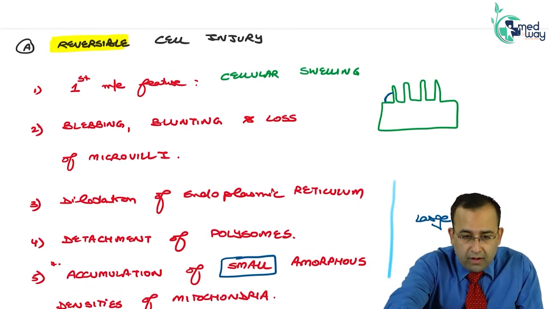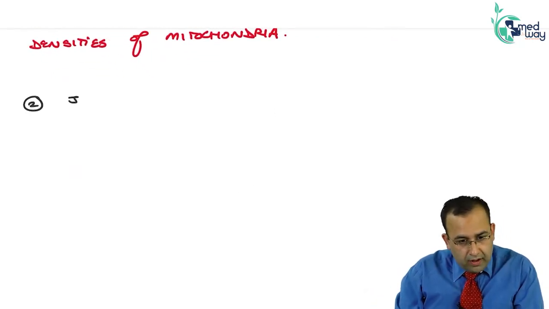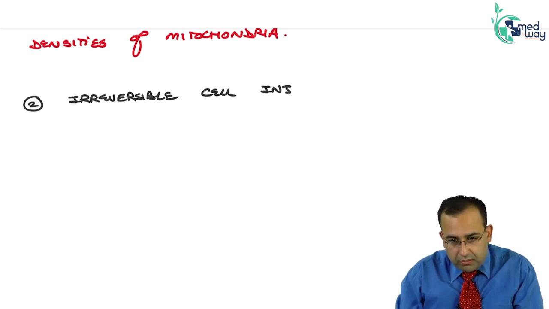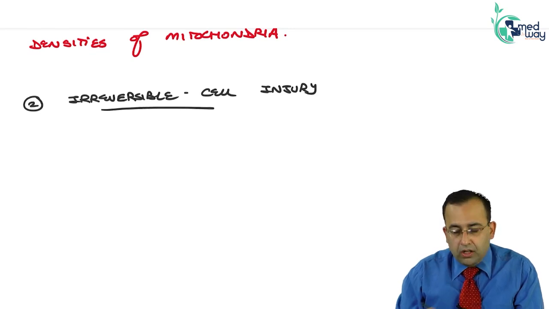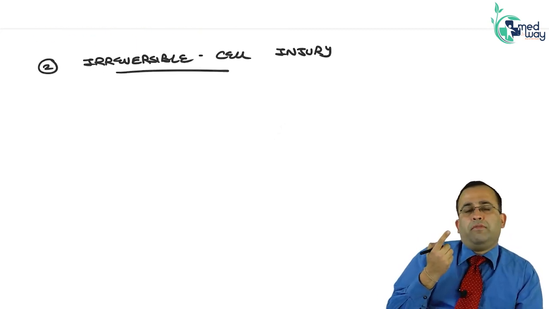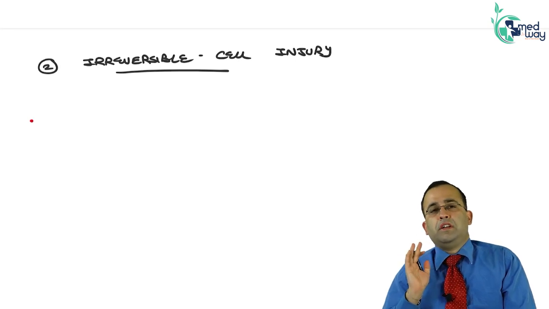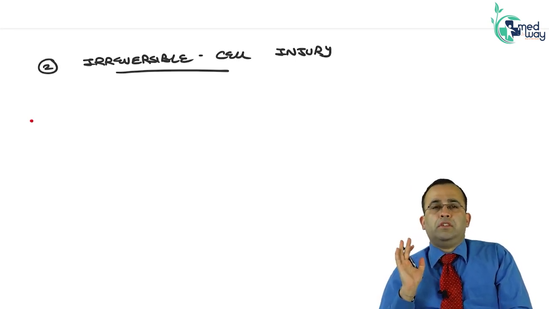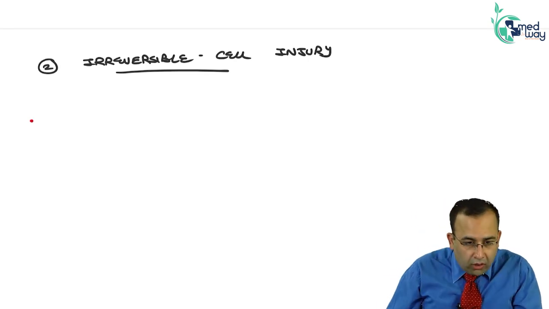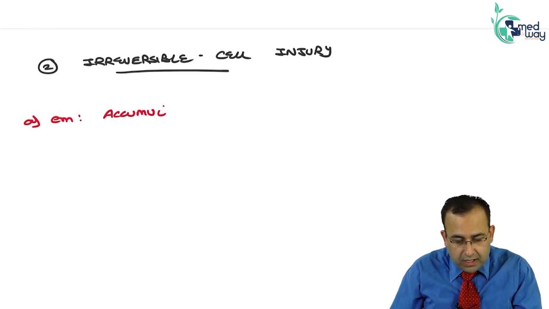Versus this gets us to the other side, that is irreversible cell injury. Again, you know this. Which is the first organelle affected in cell injury? Mitochondria. So which will be the first feature of irreversible cell injury? सबसे पहले क्या नजर आएगा? Mitochondrial damage. That is, on electron microscopy, it is associated with accumulation of amorphous densities.